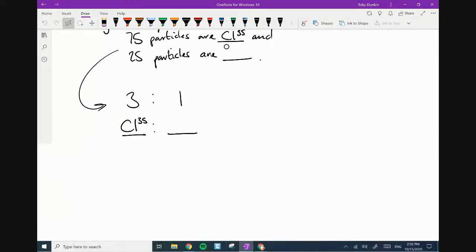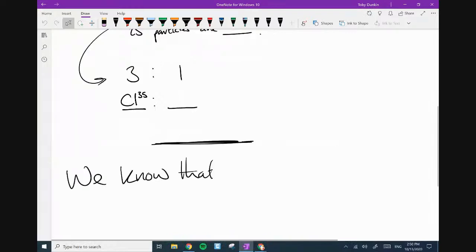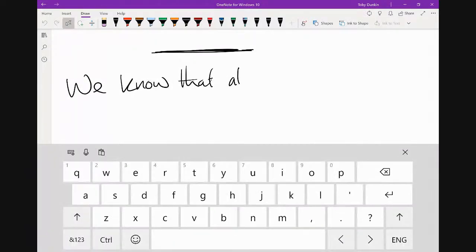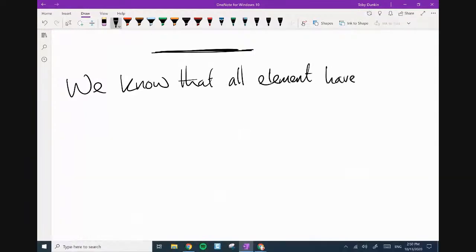We know that all elements have isotopes. Okay, Louis, we know that all elements have isotopes.